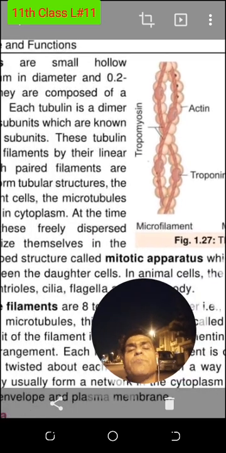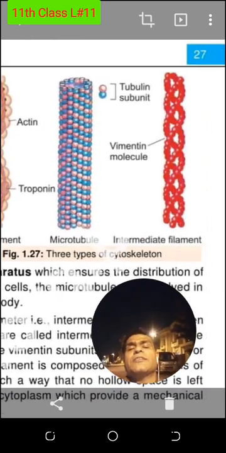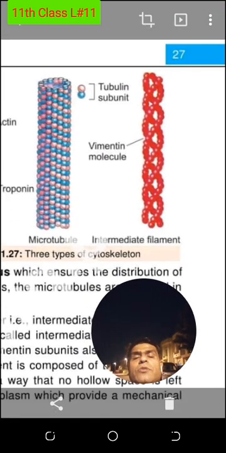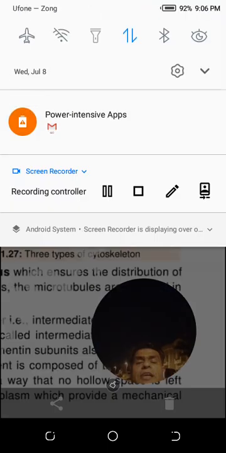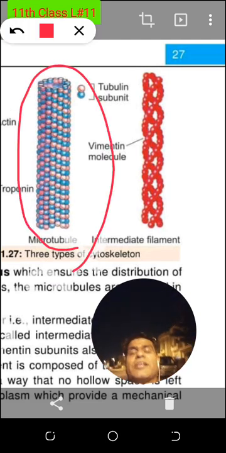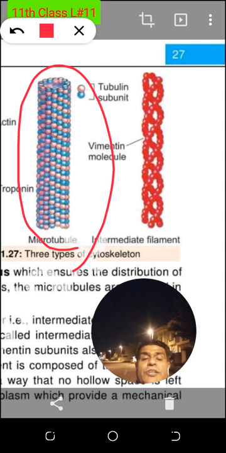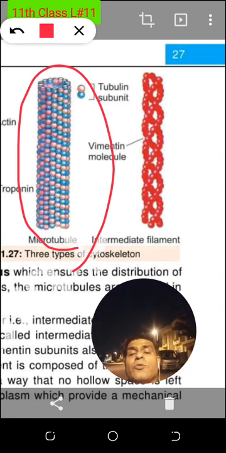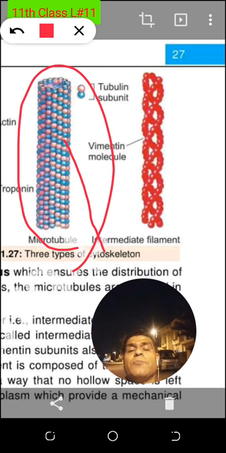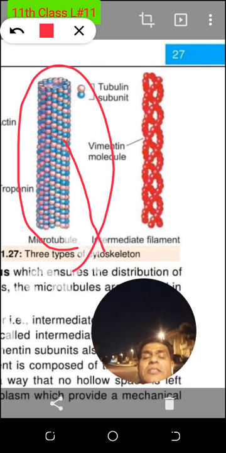Microtubule is comparatively simple. I should magnify this one for you. I think this is the maximum magnification. Look, this is the microtubule cytoskeleton. It consists of two types of tubulin: alpha tubulin and beta tubulin. You are watching two colors, one is alpha tubulin, one is beta tubulin.